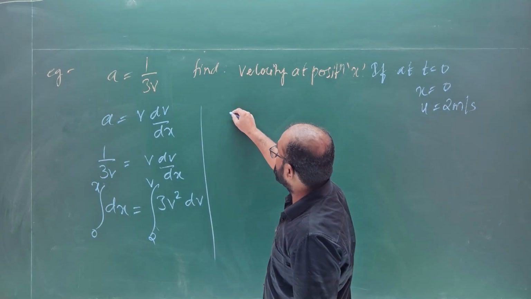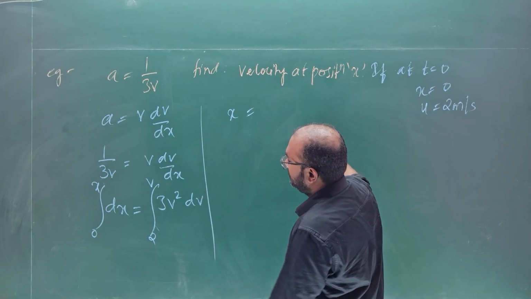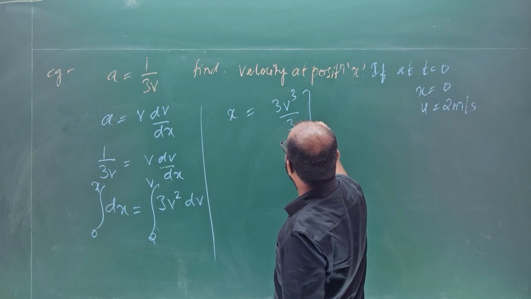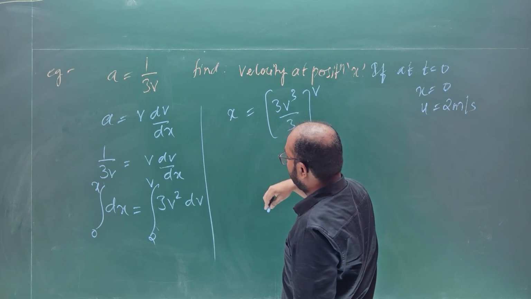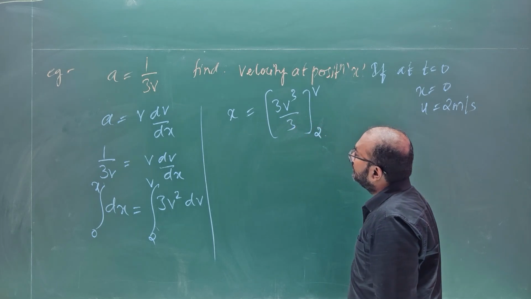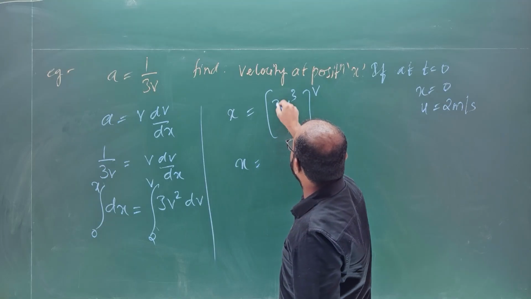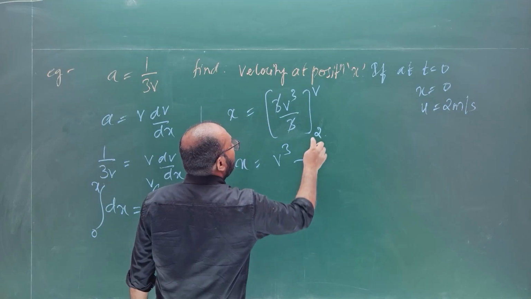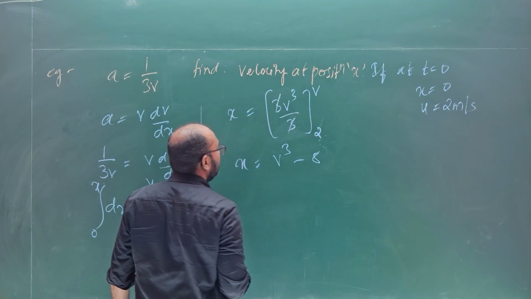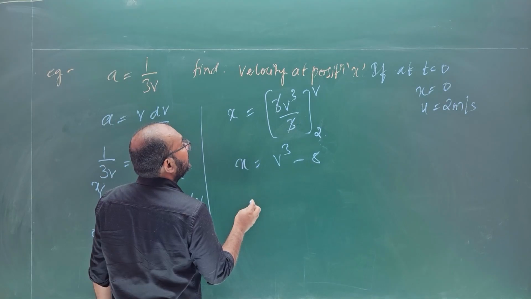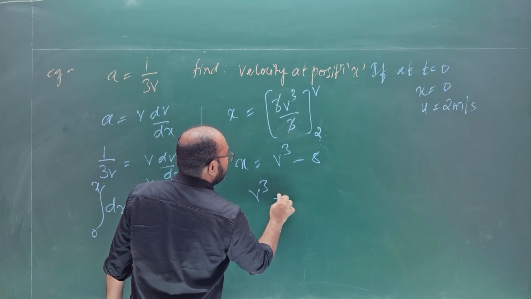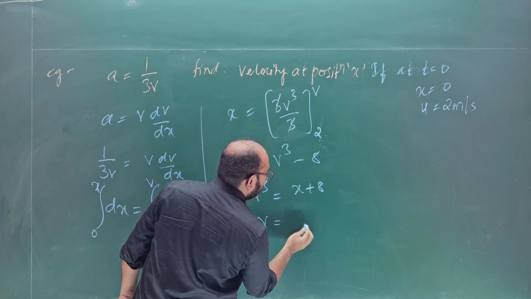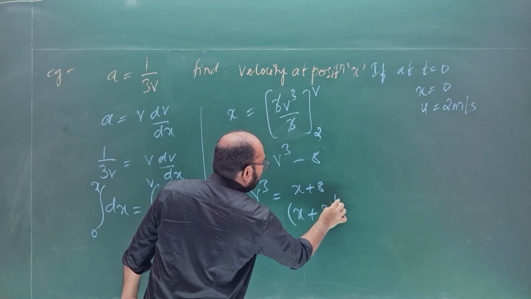So this becomes x. x is equal to, integrating this, 3v cube upon 3 with the limits v and 2. So x is equal to, this 3 and 3 get cancelled, v cube minus this becomes 8. What are we finding? We are finding v. So v cube is equal to x plus 8, or v is equal to (x plus 8) to the power 1 by 3.